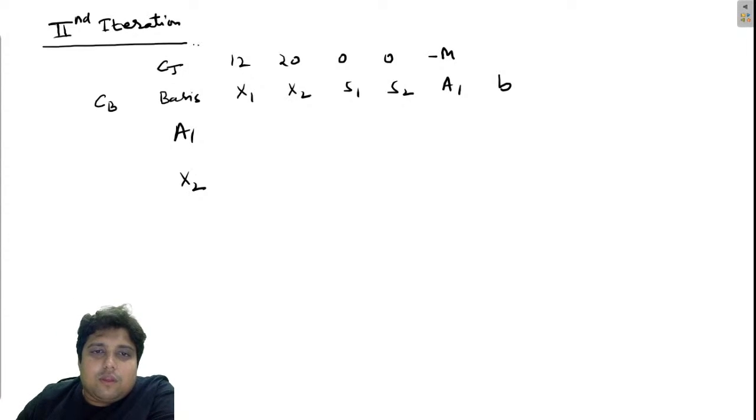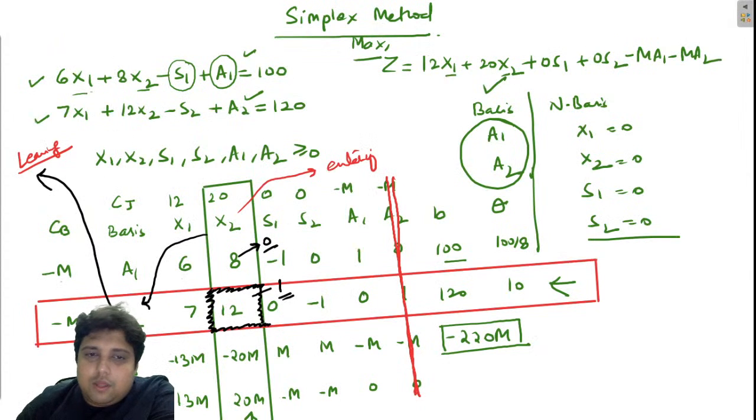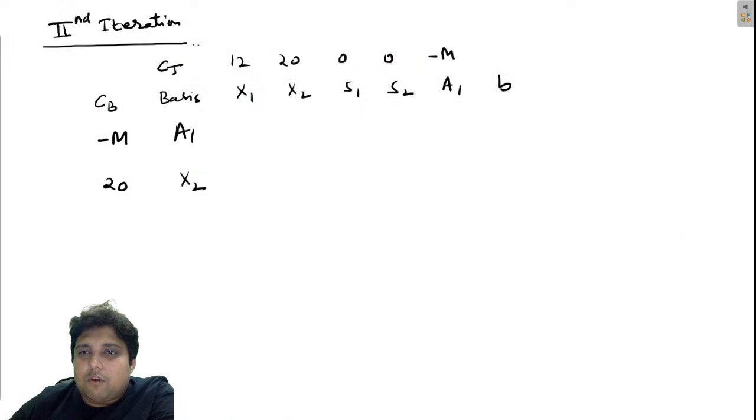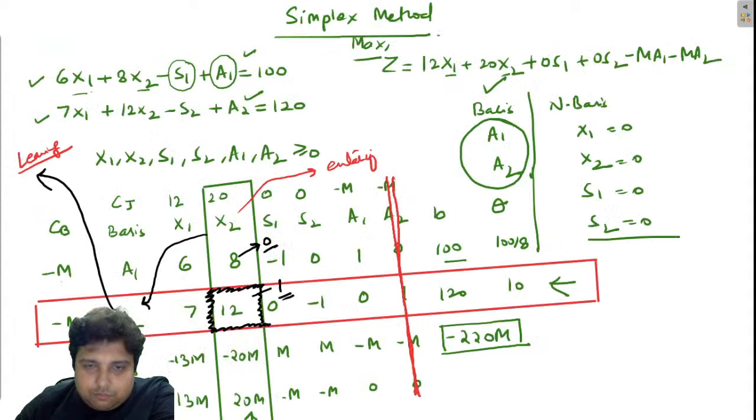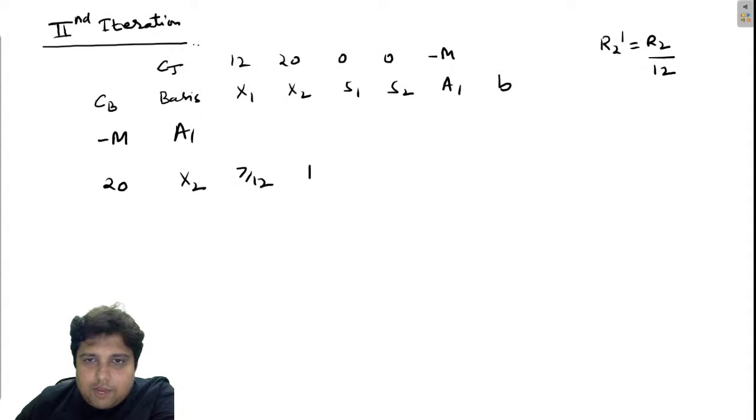Now for X2 we have 20 here, for A1 we have minus M. Now the operation that we need to perform is that for a new row 2, we take the old row 2 and divide it by 12. So this becomes 7 by 12. This becomes 1. 0, minus 1 by 12. 0, 120 by 12 is 10.